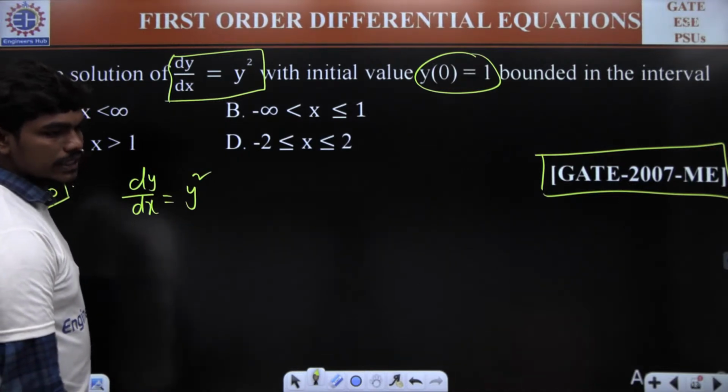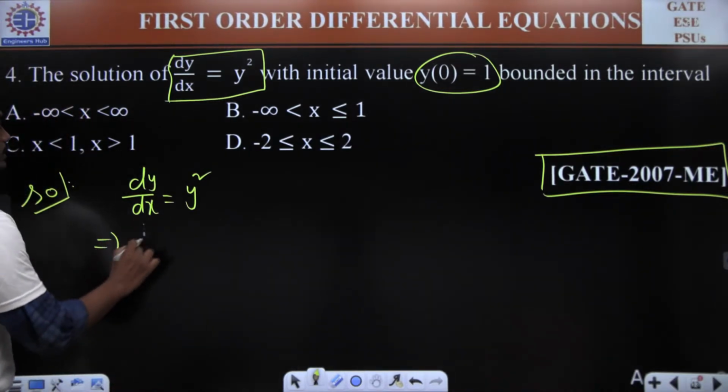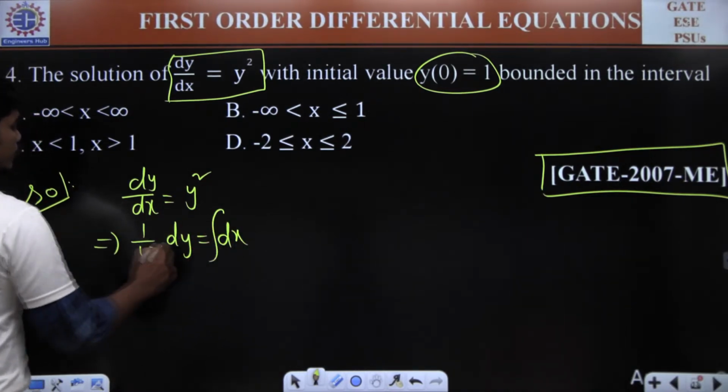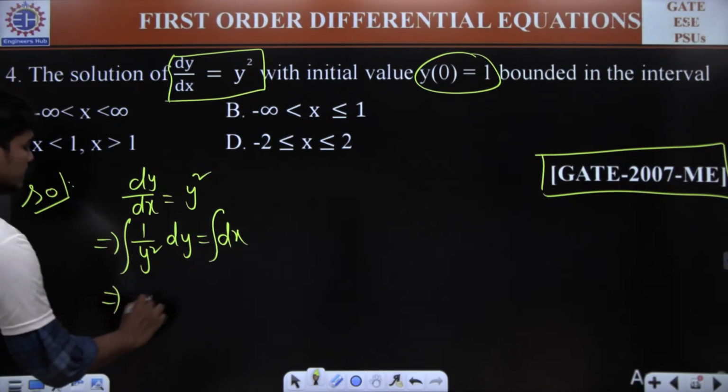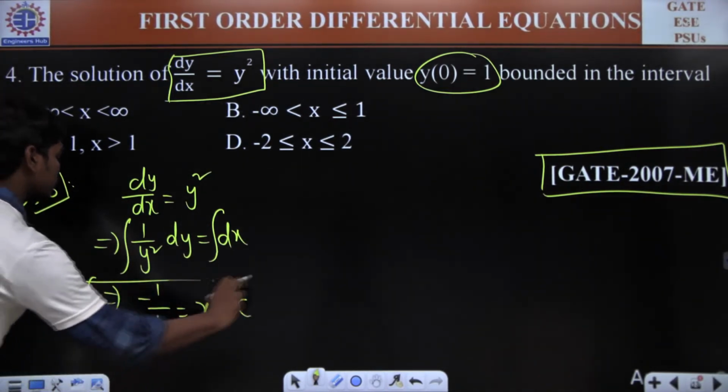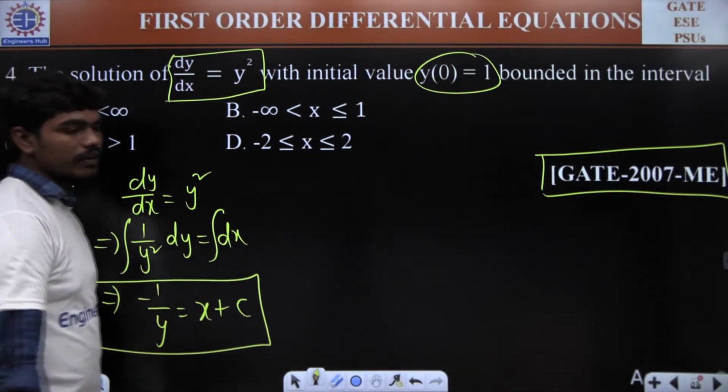Okay, many of you are answering it C. Let me check. If you convert this into variable separable form, 1 by y square dy is equal to dx. If you integrate this, the integration of 1 by y square is minus 1 by y is equal to x plus constant. This is the equation that is with us. Correct? So minus 1 by y is equal to x plus c.